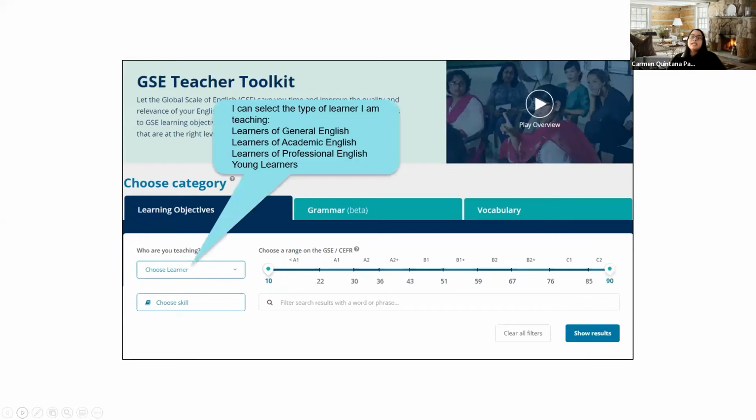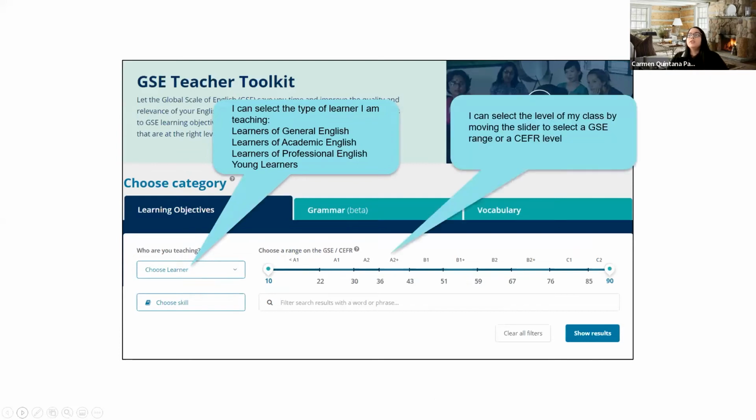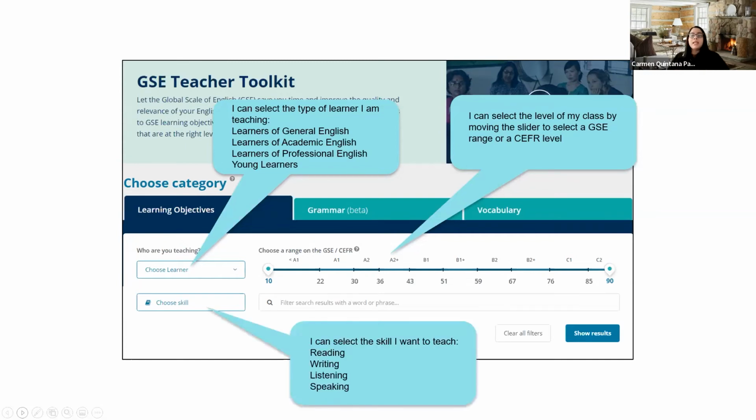So you can select the type of learner that you're teaching, whether it's academic English, general English, or professional English, or if you're working with young learners, you can choose the right level using either a GSE range, so Global Scale of English range, or a CEFR range. And you can also select what you would like to focus on, whether it is reading, writing, listening, or speaking. So that is a very rich tool that can help you really narrow down the objectives and focus on those areas that you know better than anyone are important for your learners.